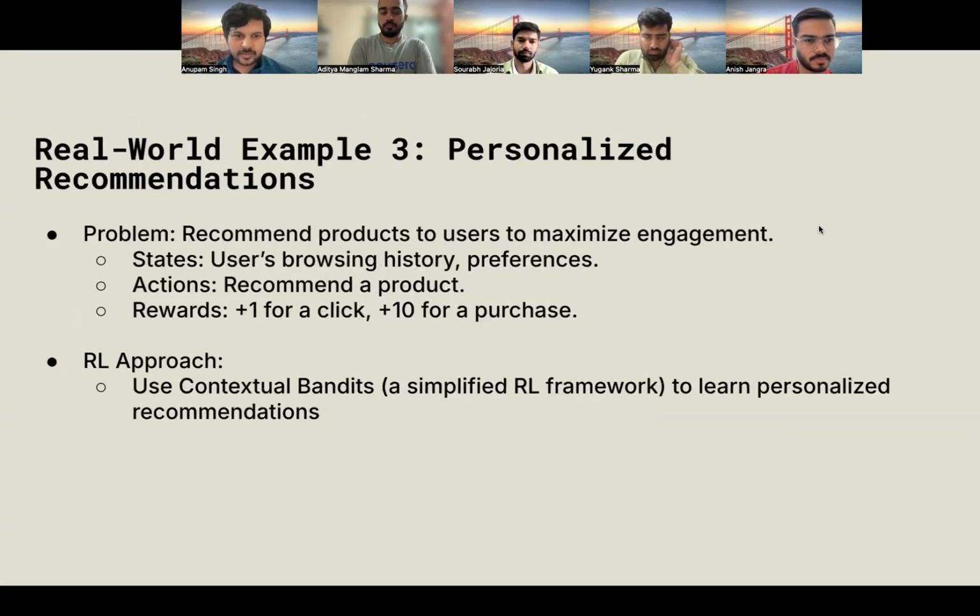Then this is personalized recommendation, which is your ad engine. You need a very hyper-personalized recommendation engine. An engine needs to do that, which is recommend products to the user to maximize engagement. A very traditional B2C use case. The state is the user's browsing history and preferences. I don't know, we'll not be comfortable giving our browsing history and preferences. And then the action is to recommend a product. +1 if they click it, +10 for a purchase. This is the agent that you're creating.